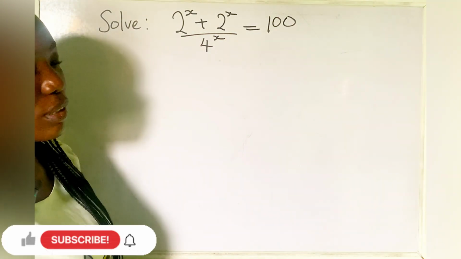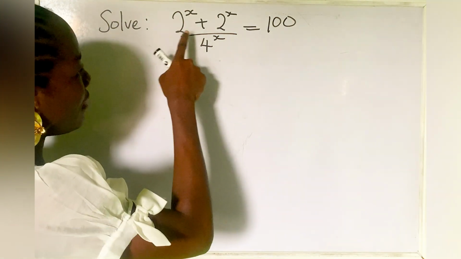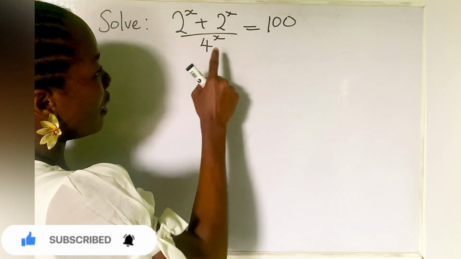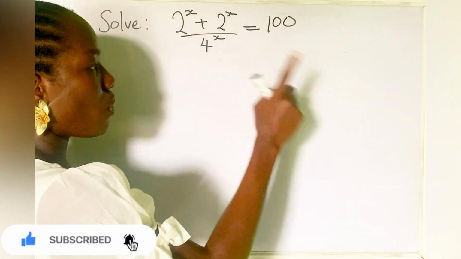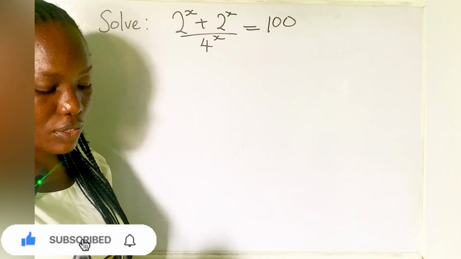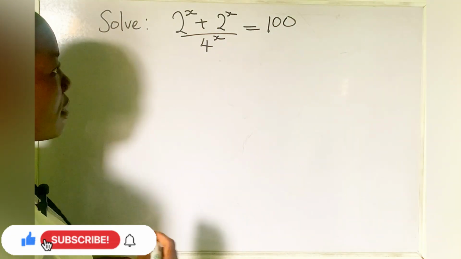Let's solve this question on the board. We have 2 to the power of x plus 2 to the power of x all over 4 to the power of x is equal to 100. We are looking for the value of x in this equation, all right? So let's solve it together.